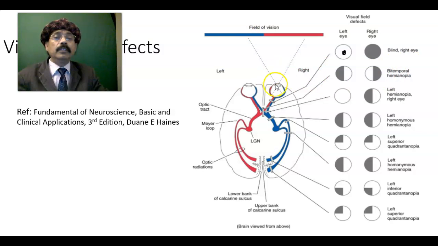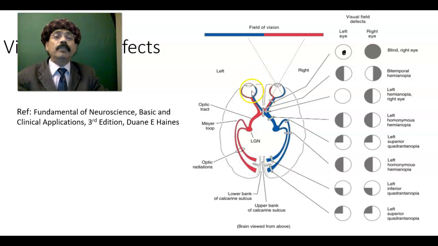The idea is that these are the nasal fibers. This nasal hemiretina represents the temporal field of vision. And the temporal hemiretina represents the nasal field of vision.